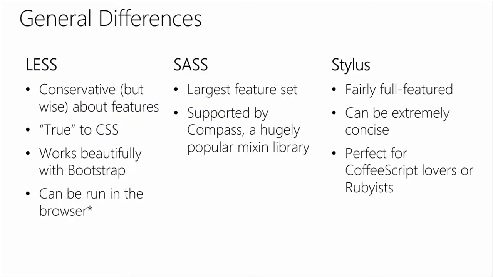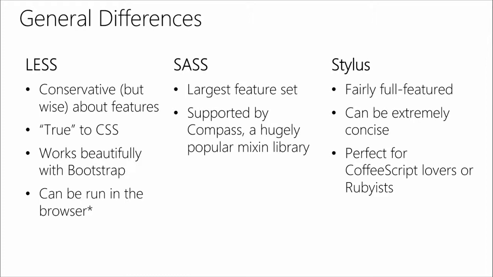There are also a lot of general differences between the three big preprocessors. So let's start with who has the largest community. Sass by far has the largest community, and that's due in part to a couple of different things. Less has a community that's quite large as well.